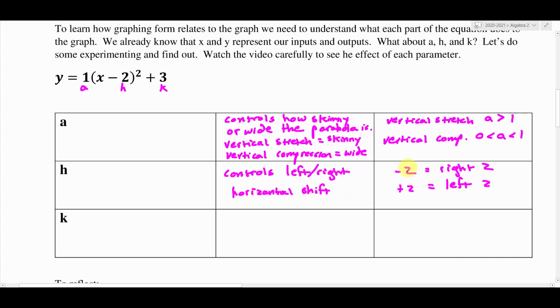And it's kind of weird because it's backwards. You would think that if I want to go to the left, I would subtract 2, but it's backwards when we're inside of that parentheses. And that's a big mistake that students make a lot, is they forget that it's backwards from what they think it is.